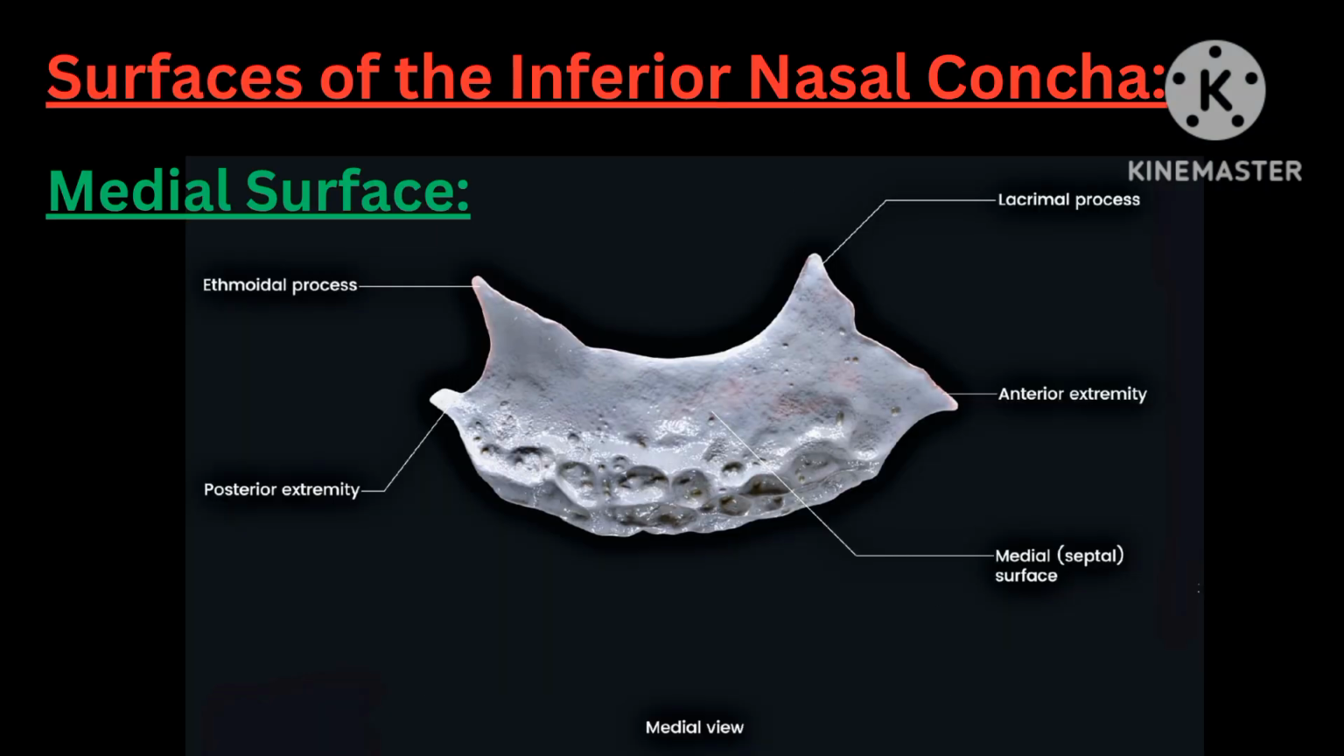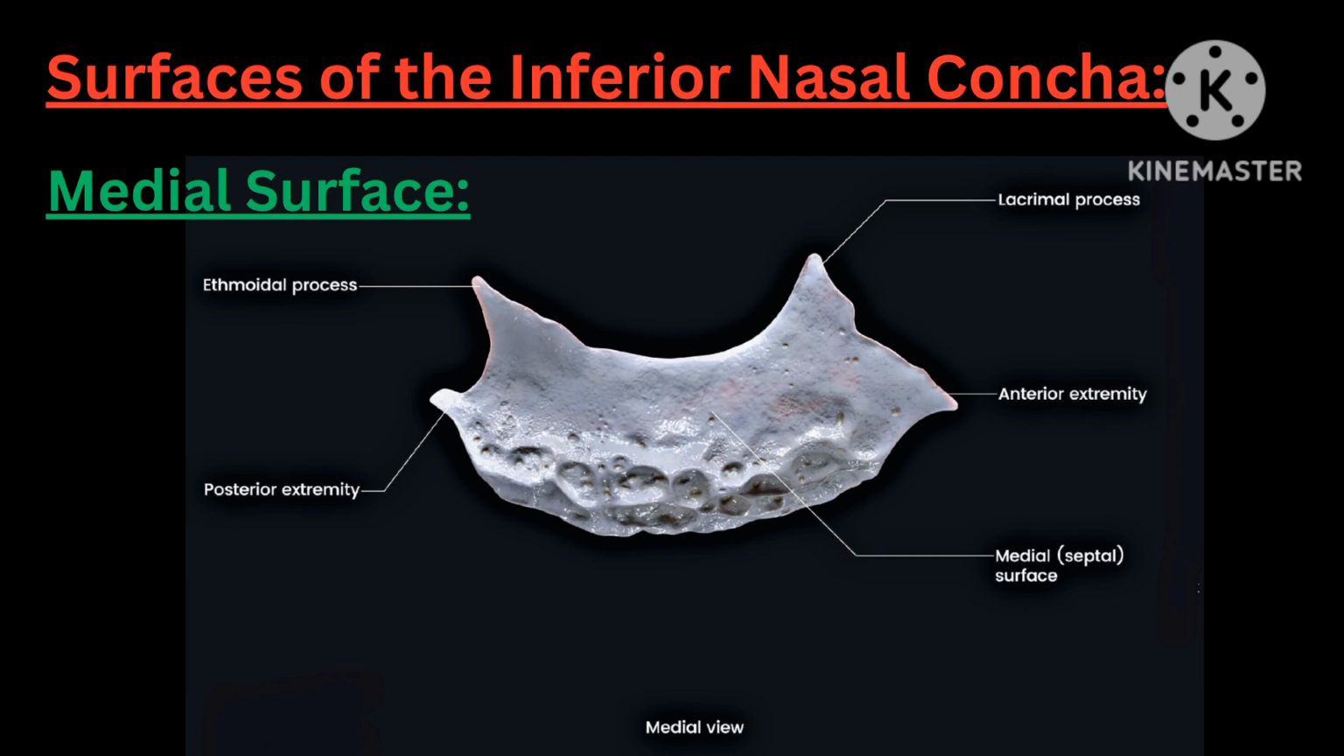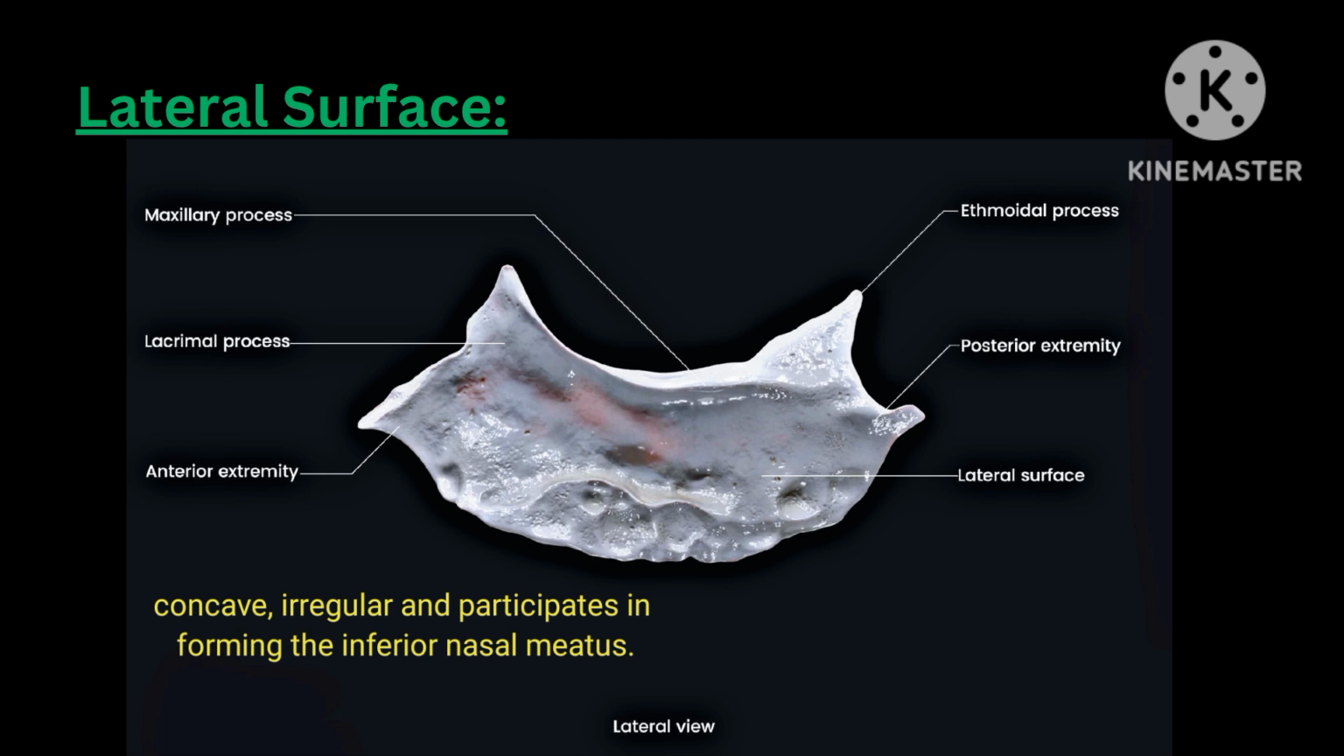Surfaces of the inferior nasal concha. Medial surface, faces the nasal cavity. It is convex and covered by respiratory mucosa. It plays a key role in air filtration, humidification, and temperature regulation. Its hypertrophy or enlargement, from chronic allergies or infections, leads to thickening of the mucosa, resulting in nasal congestion. It may require surgical reduction, turbinate reduction surgery. The lateral surface is concave, irregular and participates in forming the inferior nasal meatus.